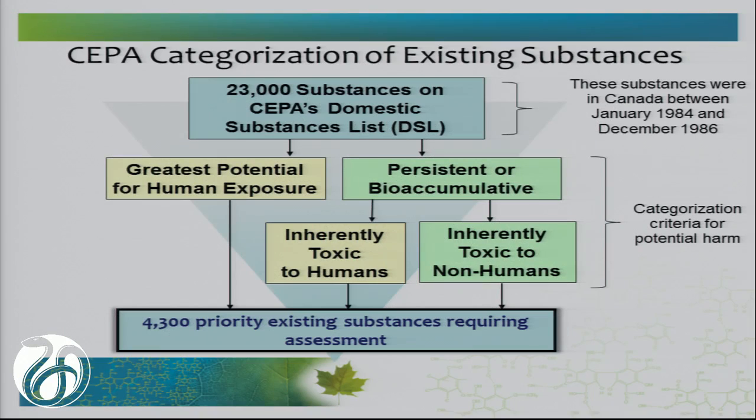So this is a schematic of the categorization criteria that appears within CEPA. We started with 23,000 substances on the CEPA Domestic Substances List. The boxes in green were addressed by Environment Canada, so they looked to see which of those 23,000 substances were either persistent or bioaccumulative, and which of those were inherently toxic to non-human organisms. The yellow boxes were done by Health Canada, and so we looked to see which of the 23,000 substances posed the greatest potential for human exposure, and also which ones were inherently toxic to humans.